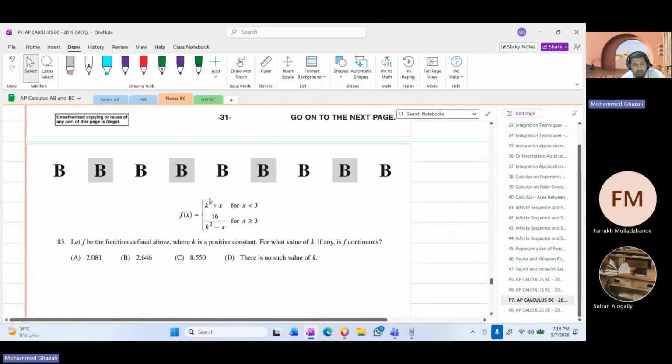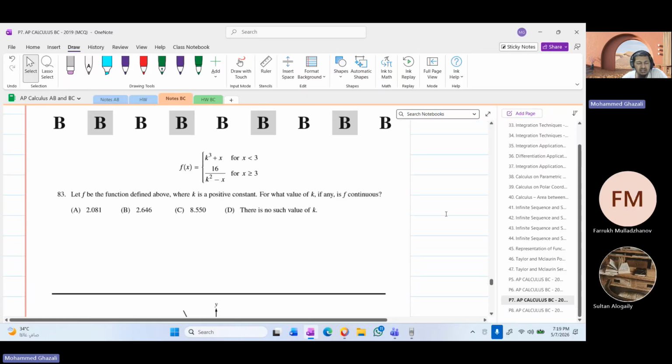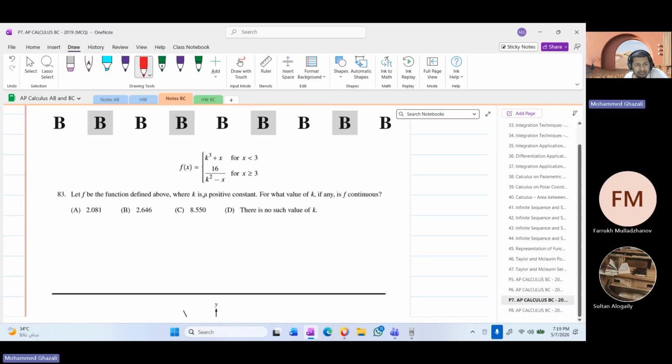Right, let's continue. We have lots of questions to solve. I think we did this in AB as well. This was easy. Let f be the function defined above where k is a positive constant. For what value of k, if any, is f continuous? For continuity, we need limit from the left equals limit from the right. So we substitute 3 in the left function: you get k cubed plus 3, equal to, substituting 3 in the right function, k squared minus k squared minus 3. You're just substituting into x.